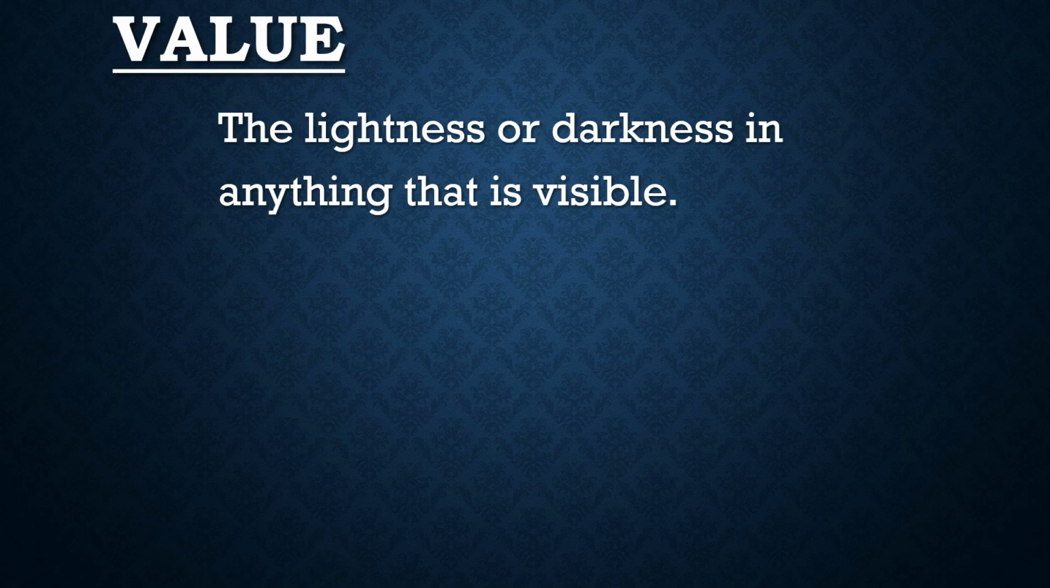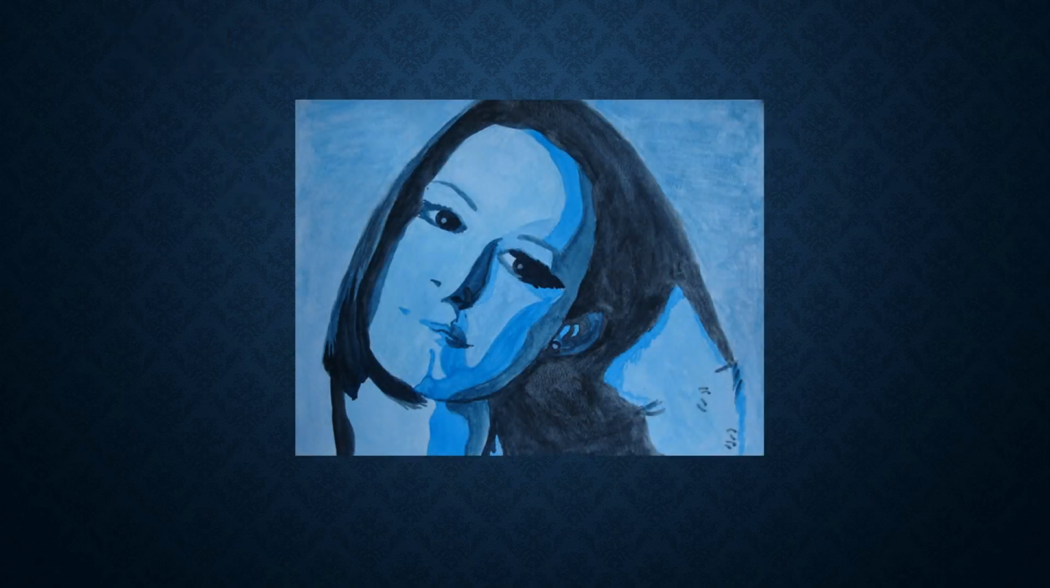Yan. So, value. Next one is value. It is the lightness or darkness in anything that is visible. So, value. Yan. As you can see in the picture, it has the lightness and the darkness dun sa picture. Kung mapapansin mo, pag nakita mo doon going to the right side, nagiging lighter and then darker pa dun sa loob. And then dito na sa may loob niya, darker.